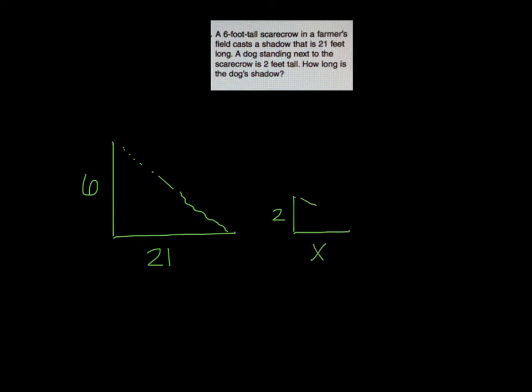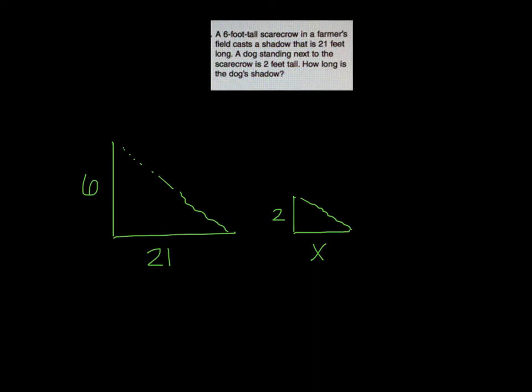Let's try another one. We've got a 6-foot tall scarecrow in a farmer's field that casts a shadow that's 21 feet long, and there's a dog standing next to the scarecrow that is 2 feet tall, and we want to know how long the dog's shadow is. So again, we're going to draw a picture to help us. This is going to represent the height of my scarecrow, and he's 6 feet tall. He's got a shadow that's 21 feet long. I'm going to connect it with a dashed line. And here's my dog sitting next to it, and he's 2 feet tall. We don't know how long his shadow is, so we're going to put x.